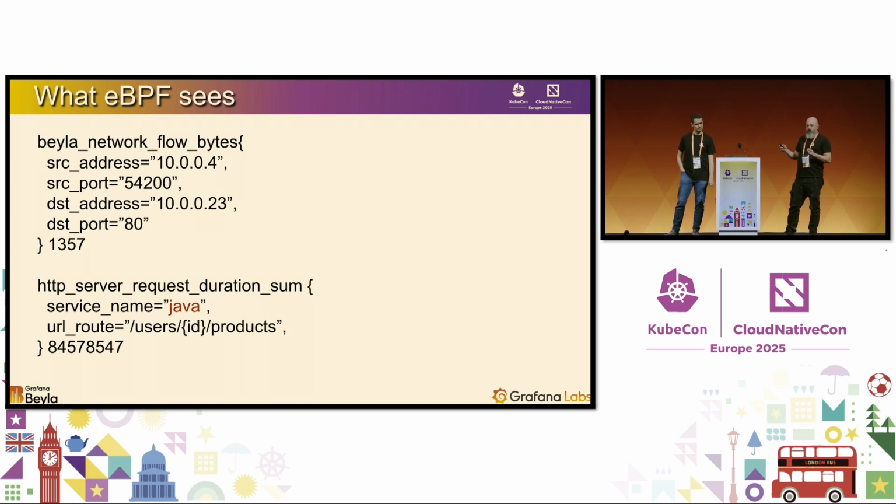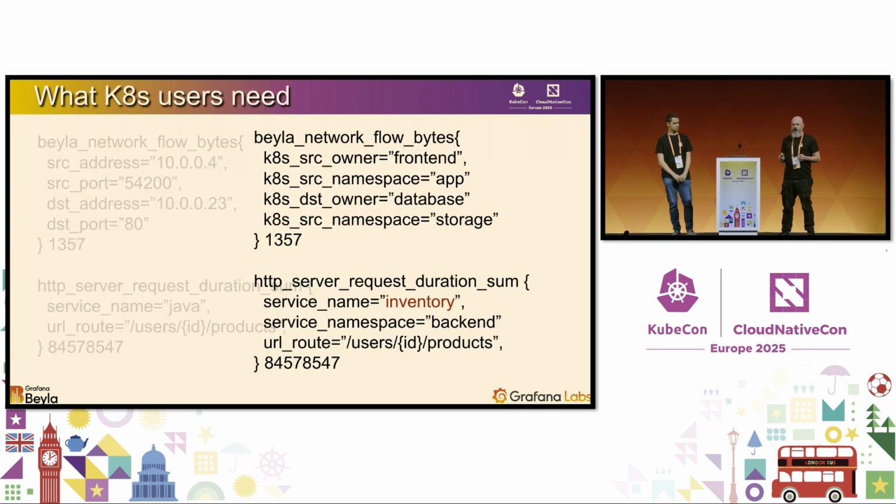And for application metrics, in this case, for example, we have HTTP server request duration. We are able to track how the latency is for this route. But in this case, as a service name, we capture Java, which is the command line for this application. But this is not enough for us.